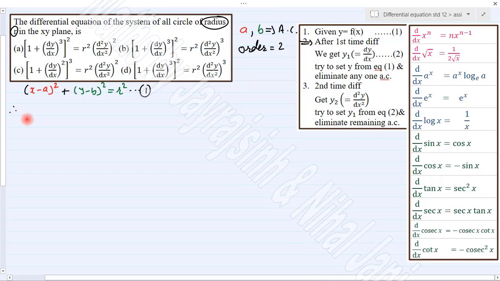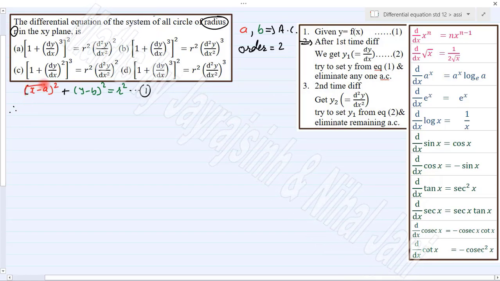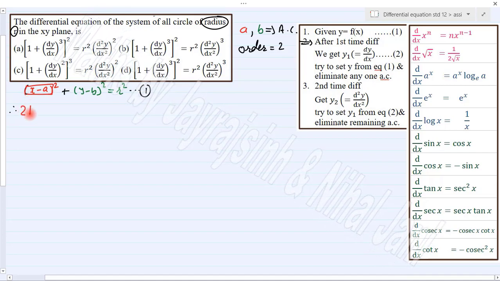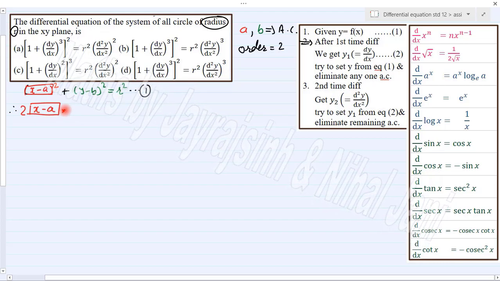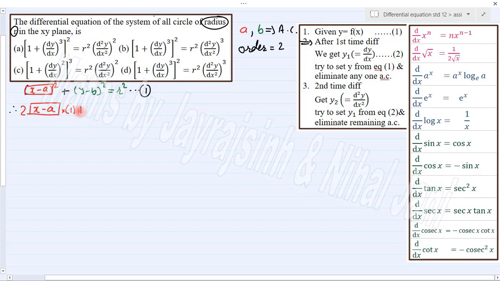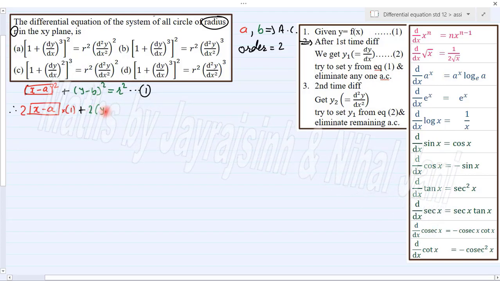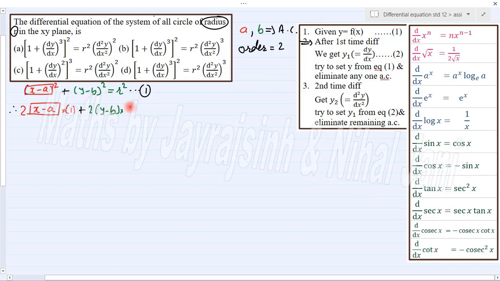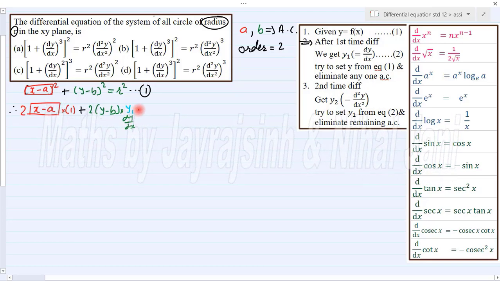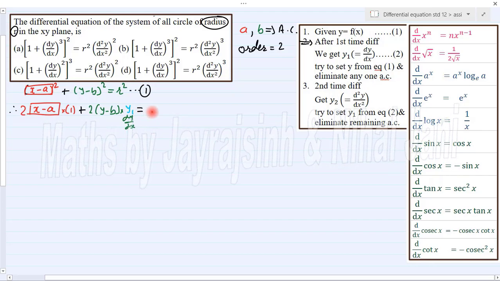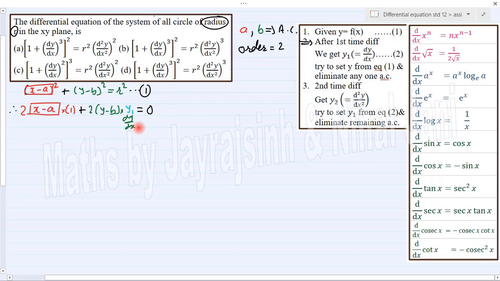Let's differentiate our equation with respect to x. So differentiation of (x minus a) the whole square will be 2 times (x minus a) into differentiation of (x minus a), which will be 1. Similarly, differentiation of (y minus b) the whole square will be 2 times (y minus b) into differentiation of y, which is y1, is equal to differentiation of r square, which will be 0, because r is a purely constant term.